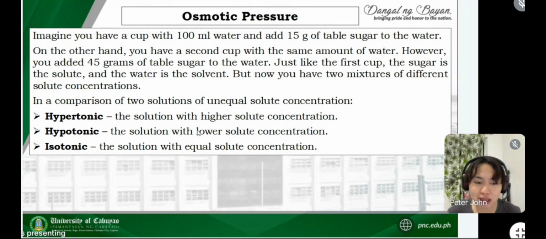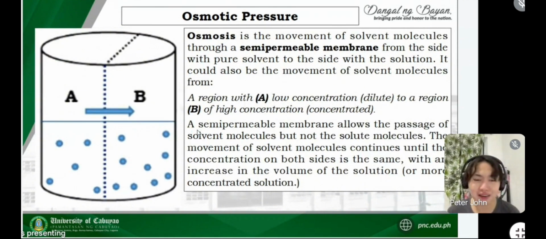And last, we have the isotonic, we have the equal solute concentration. Ibig sabihin nito that the two areas is equal with concentration. So, the tendency is that the movement of solute is mabagal lang. Okay. So again, we have the term osmosis or the movement of a solvent molecule through a semi-permeable membrane.